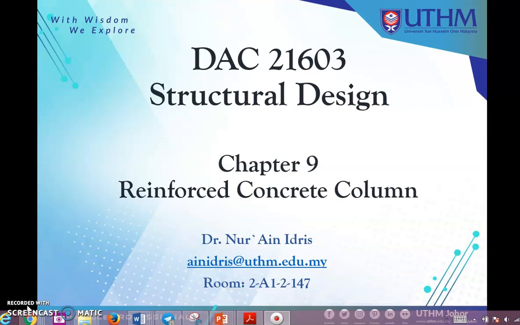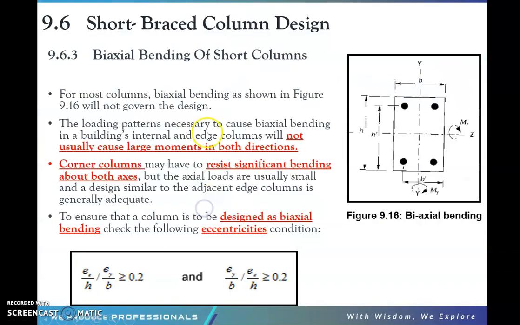Kita sambung balik pasal reinforced concrete column. Okay, so this part I will continue with the biaxial bending of short column. So in the previous video, I already explained on the axial load column and also column with the uni-axial bending moment. So now I'm going to explain about the biaxial bending of short column.